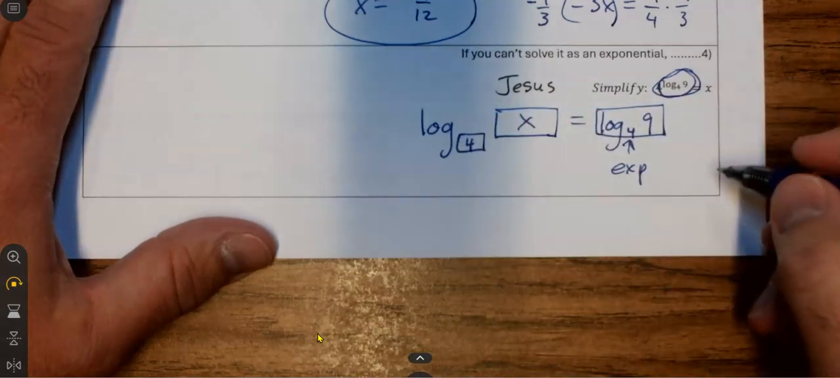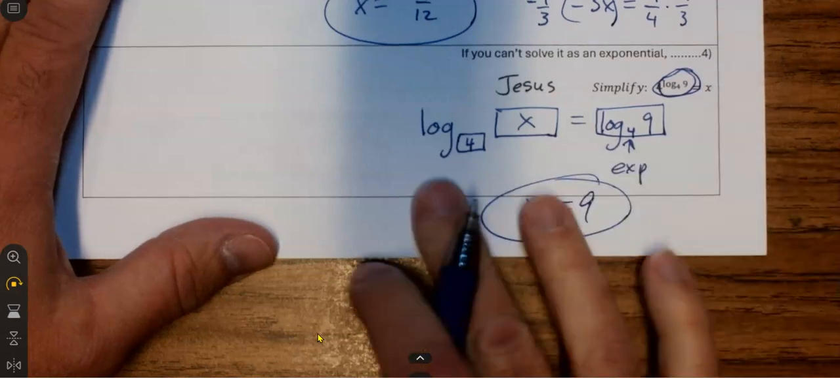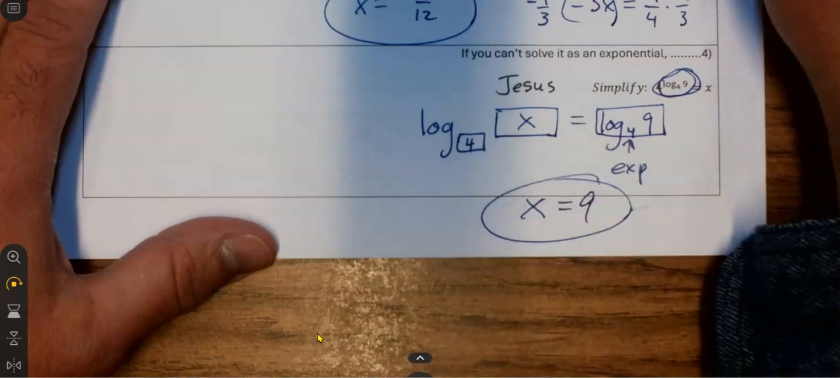So, what's x? What's x? 9, thank you. If the bases of the logs are the same, folks, the arguments have to be equal as well.